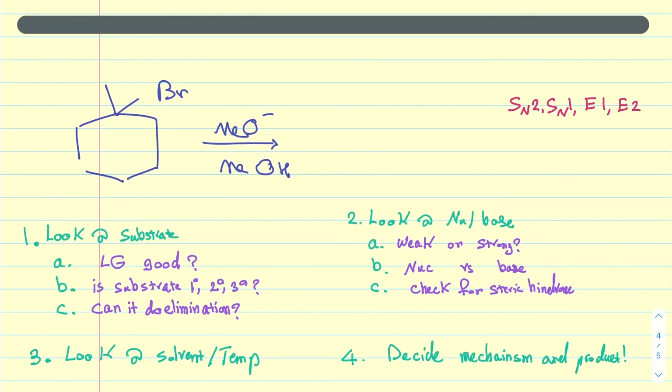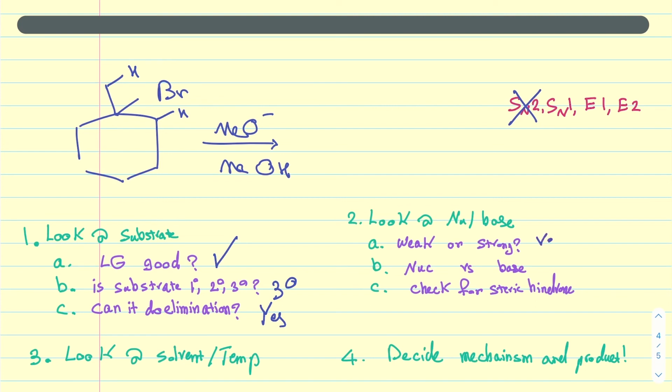Alright, so the leaving group is good, yes. This is a tertiary halide. So a tertiary halide cannot do SN2, let's eliminate that. Can it do elimination? Yes, we do have beta hydrogen, so we can do elimination. We cannot eliminate E1 and E2 at this point.